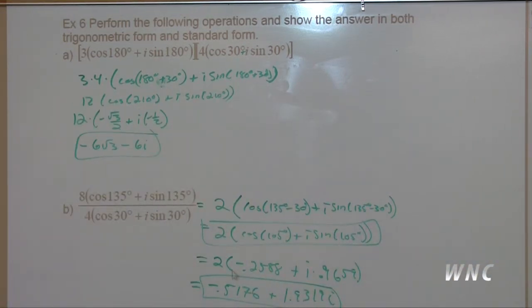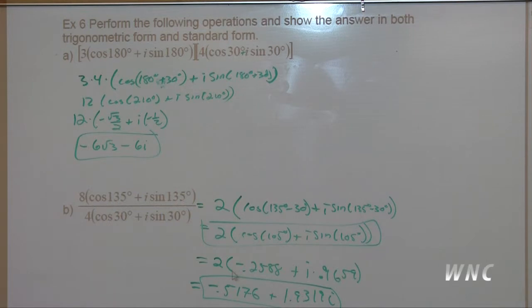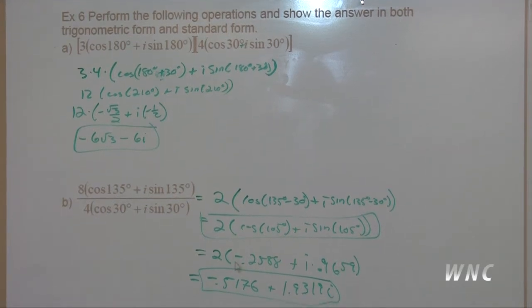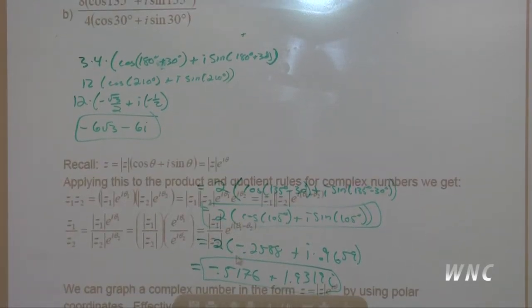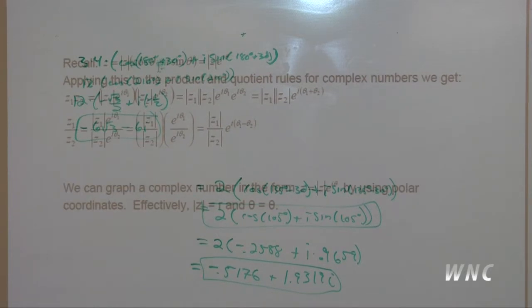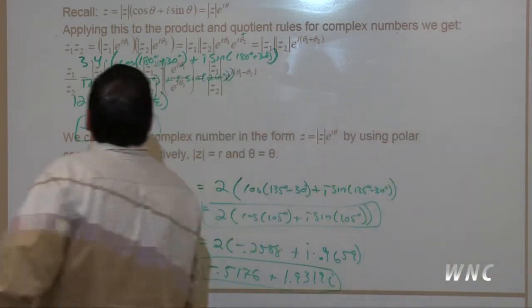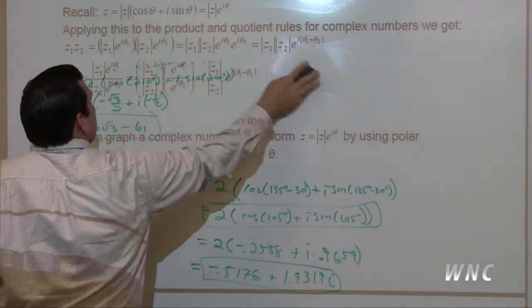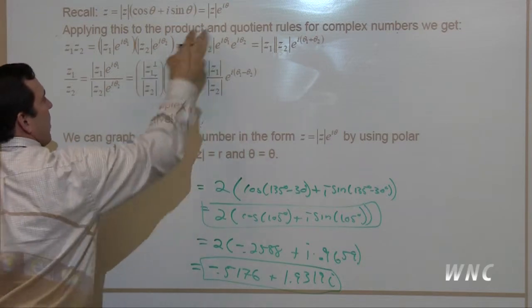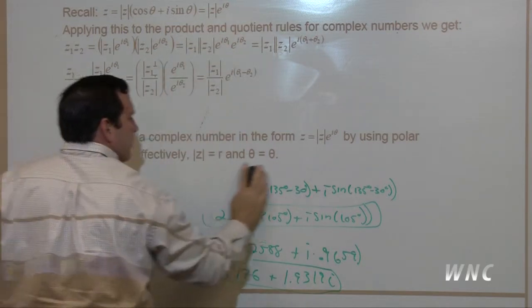Okay, feel free to pause that. So we talked about Euler's formula just a few minutes ago. Recalling that formula here, z equals the magnitude of z times cosine theta plus i sine theta, which is the magnitude of z e to the i theta.